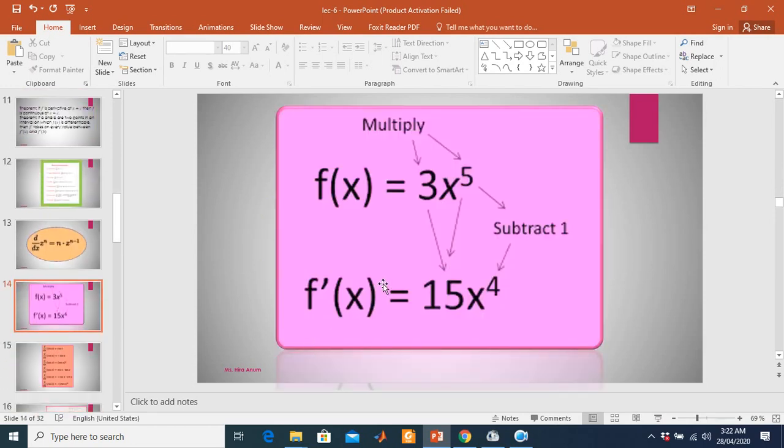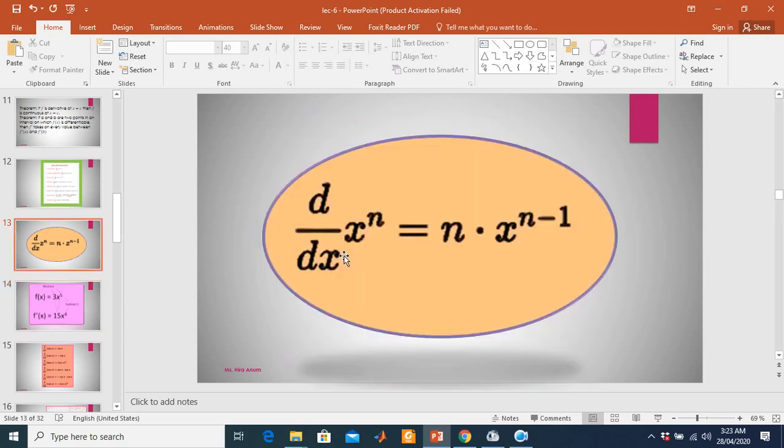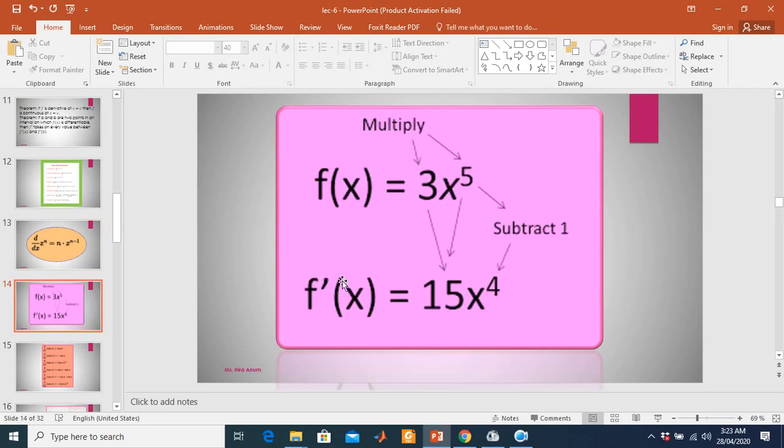And here we have an example. F of x equals 3x to the 5. 5 multiplied with 3 becomes 15, and x, we subtract 1 from the power. 5 minus 1 equals 4. The derivative f prime of x equals 15x to the 4. We can write d over dx, or we can also write df over dx. We also write f prime of x.